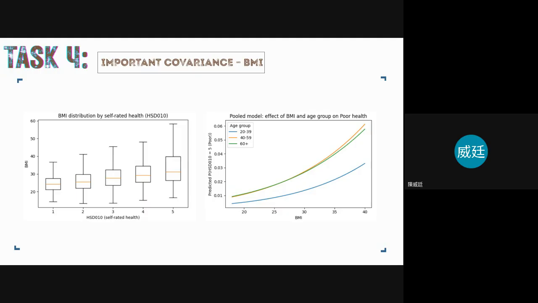And putting these two plots together, we get a very intuitive message: higher BMI is associated with worse self-rated health, and this pattern appears across all age groups.